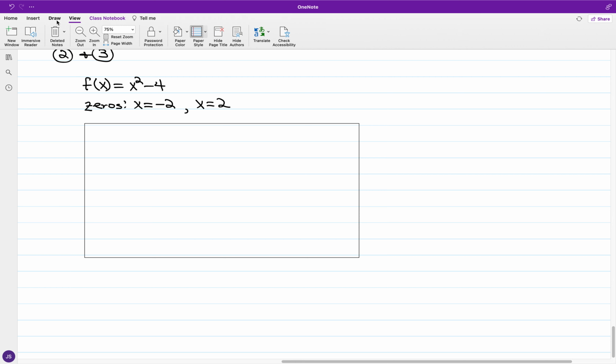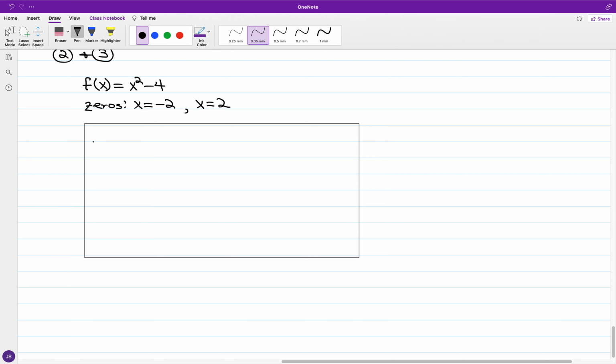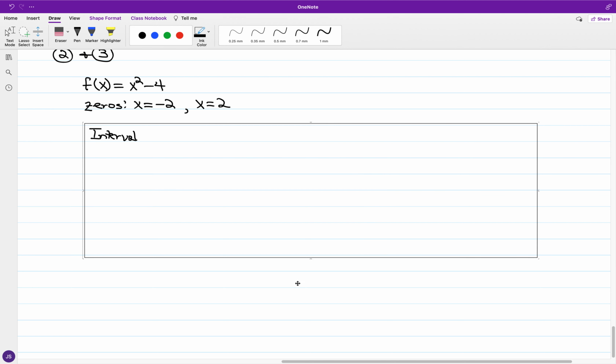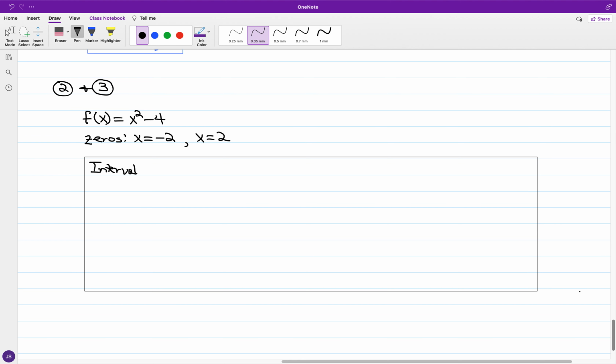Okay, and at the top, we have interval sections. We'll kind of run the spread here. I'll just widen this. Okay, so for the interval sections, we'll be working around negative and positive 2.